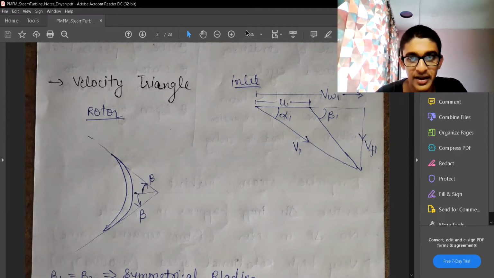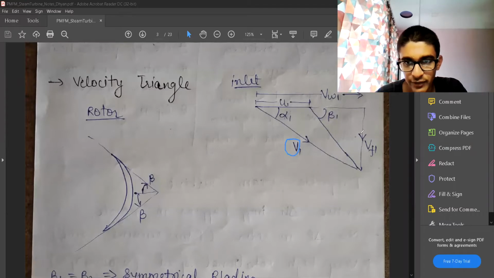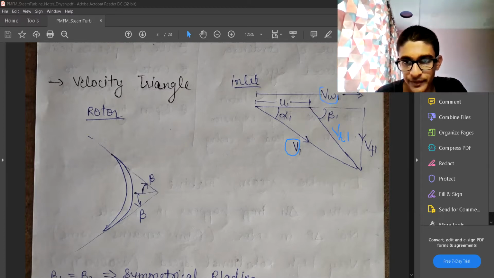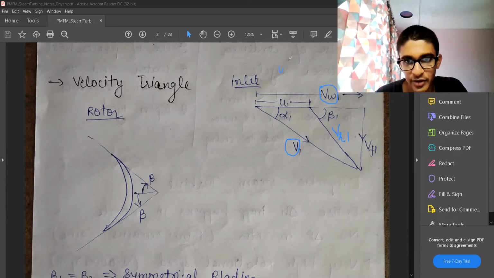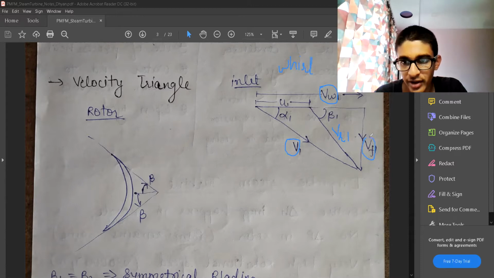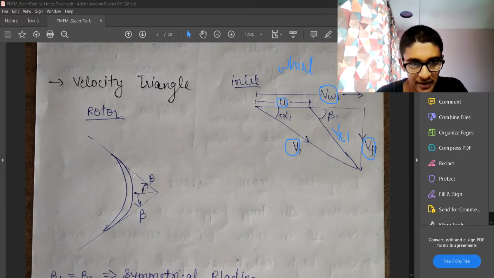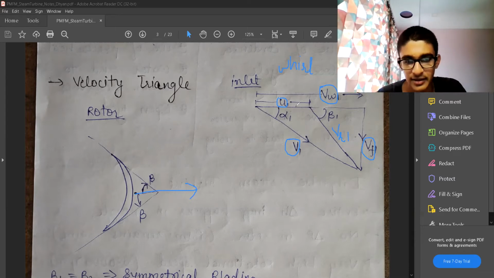So let me reiterate all the velocities for you. V is the absolute velocity of the fluid, and VR1, VR is the relative velocity. VW is the whirl velocity. VF is the flow velocity or the axial velocity, and U is the blade speed, the velocity at which the blade is rotating. So blades are rotating in a circular direction. That's the velocity of the blade's rotation.